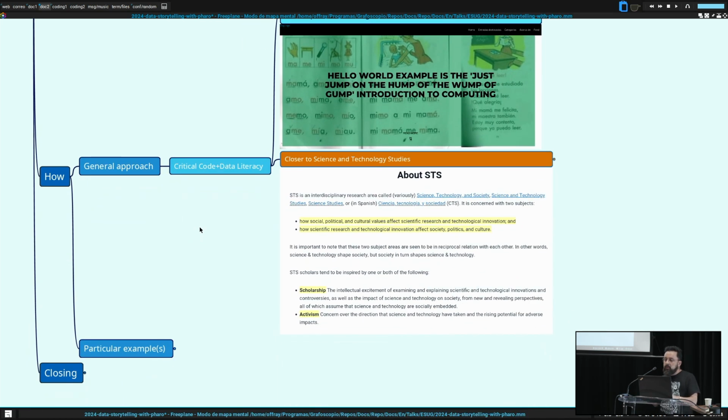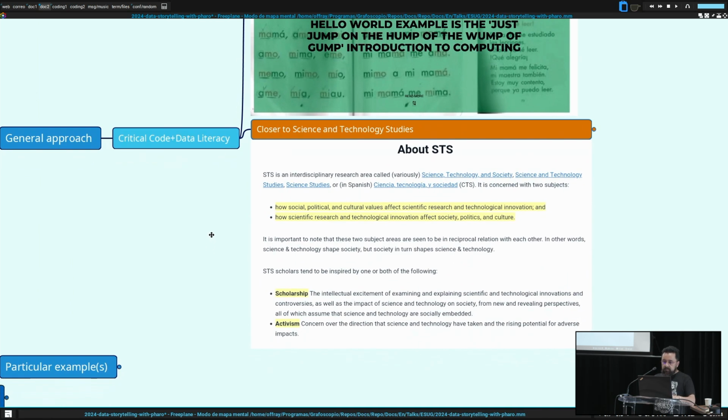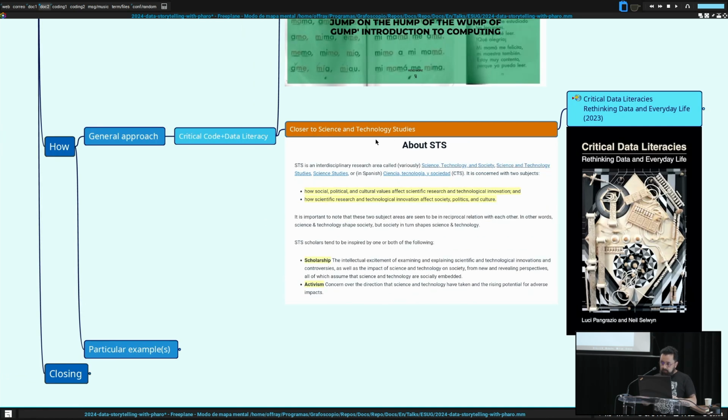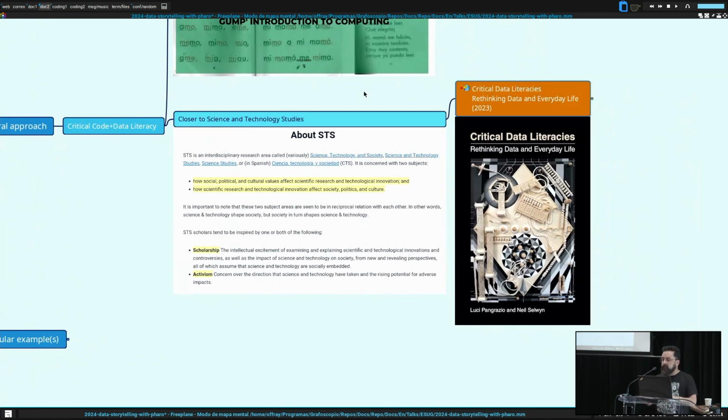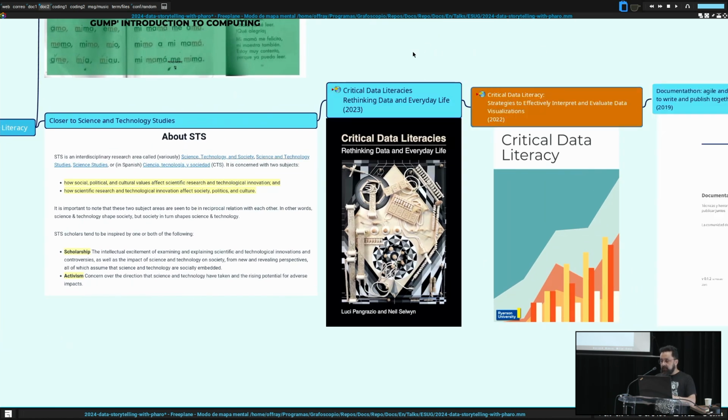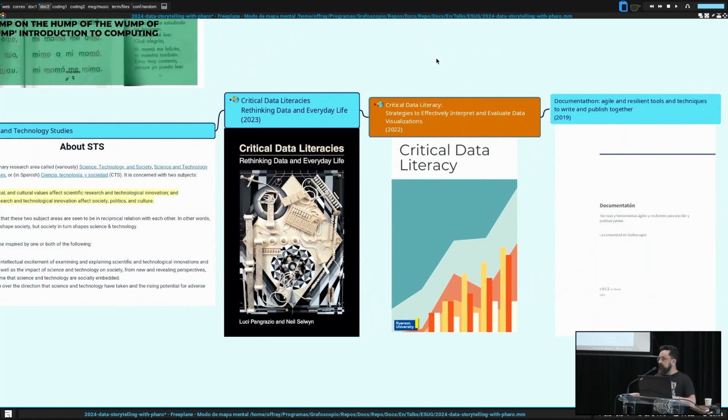So this is closer to what is called science and technology studies. What this field does is work at the intersection of two questions. How social, political, and cultural values affect scientific research and technological innovation, and how scientific research and technological innovation affect social, political, and cultural values. The places where this tradition starts mix two places, scholarship and activism. So we have new books on this, for example, Critical Data Literacy, 2023, and of course some self-publishing experiments that we have done in the hacker space.